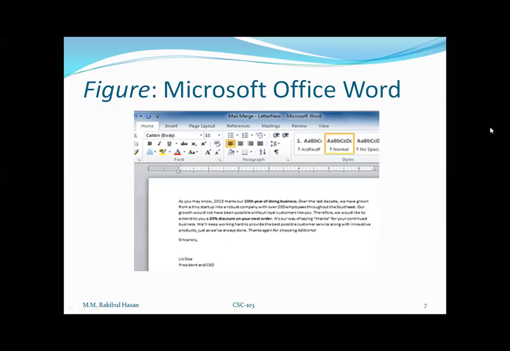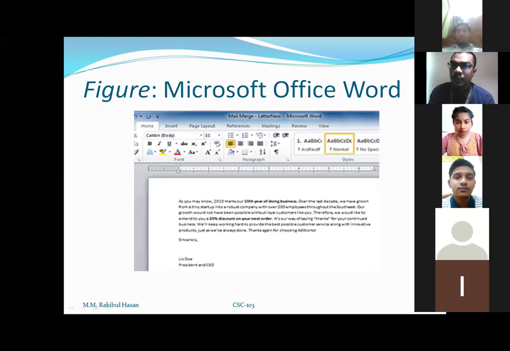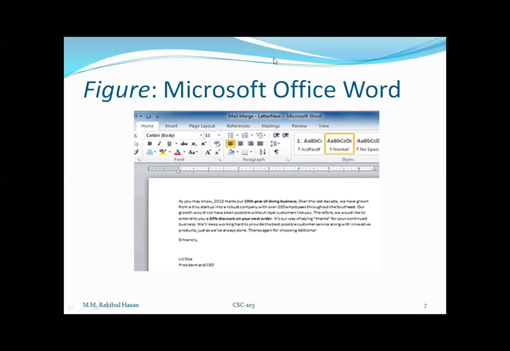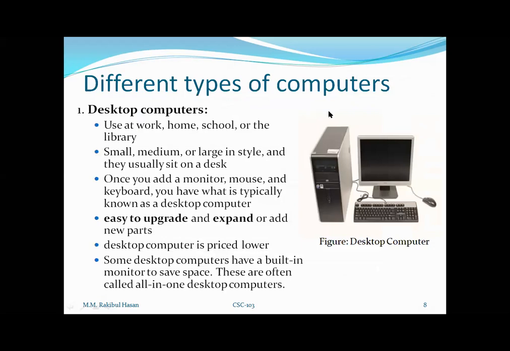So far we discussed what is a computer, the general use of computer. Then inside the computer, mainly we have two parts. One is hardware, another one is software. We learned about hardware with some examples, and we learned about software with some examples. So next point I would like to discuss is different types of computer, all right.